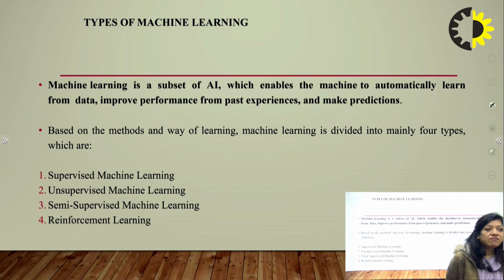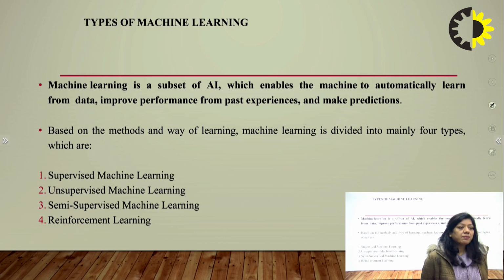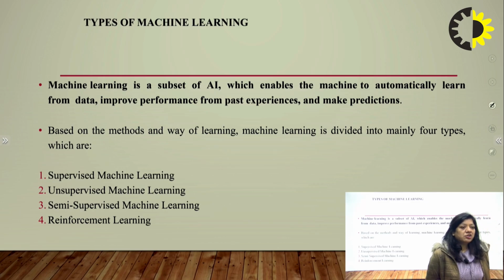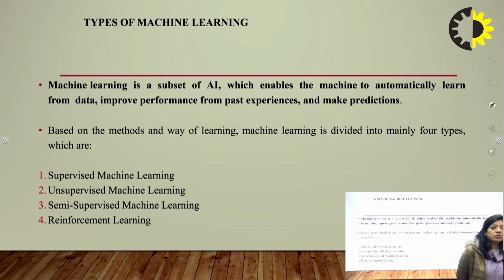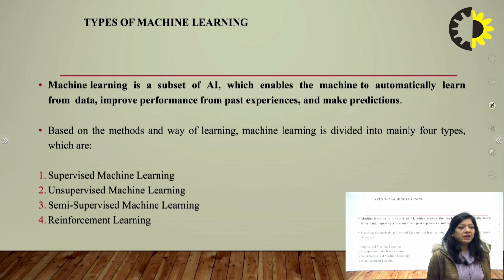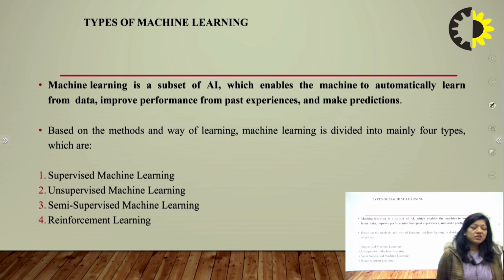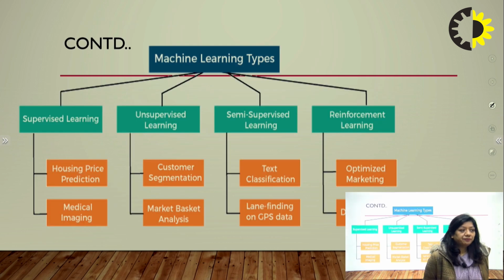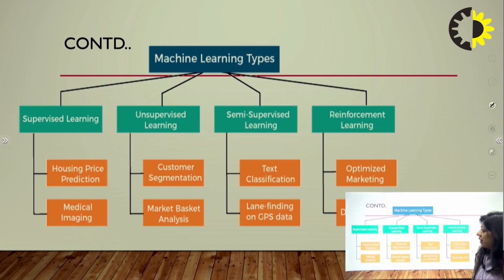Now, the types of machine learning. Machine learning is a subset of AI which enables the machine to automatically learn from data, improve performance from past experience, and make predictions. Based on the method and way of learning, machine learning is divided into mainly four types: supervised machine learning, unsupervised machine learning, semi-supervised machine learning, and reinforcement learning.